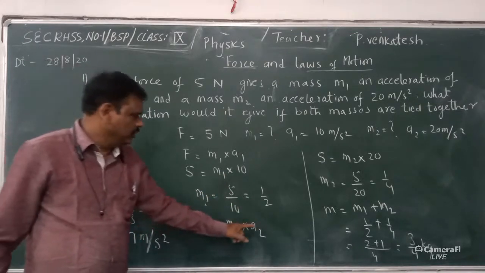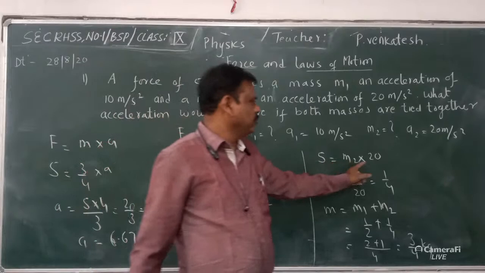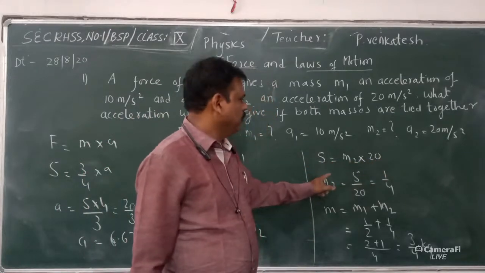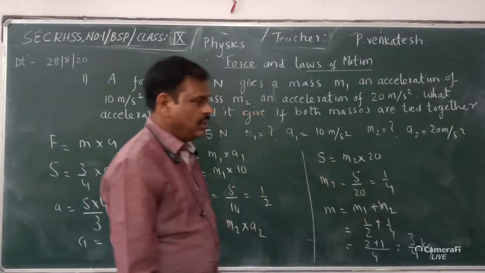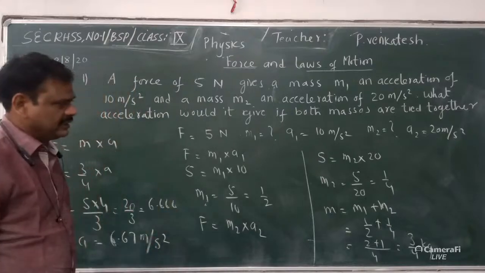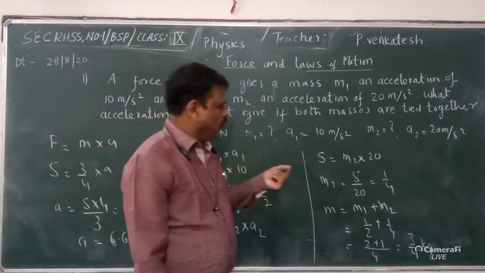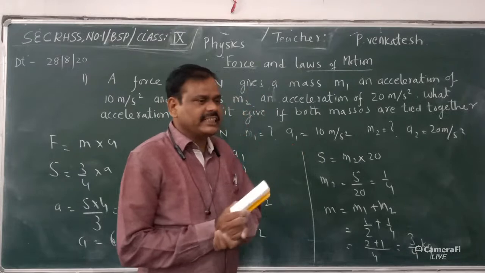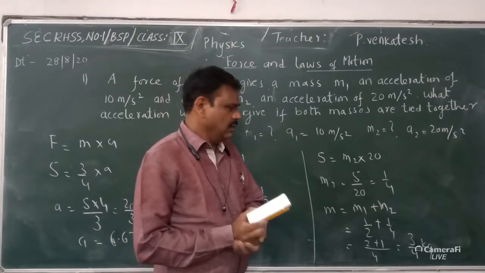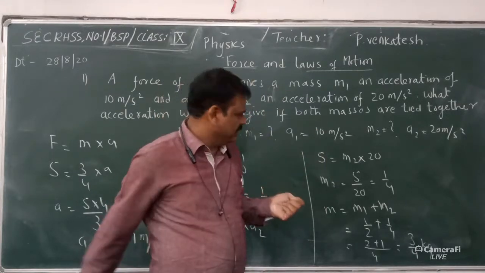Similarly, F equal to m2 into A2. 5 equal to m2 into A2, which is 20. m2 equal to 5 by 20, that is 1 by 4. Now, combined mass of the two objects. What is asked in the question? What will be the acceleration if the masses are tied together, and the same force acting on it?